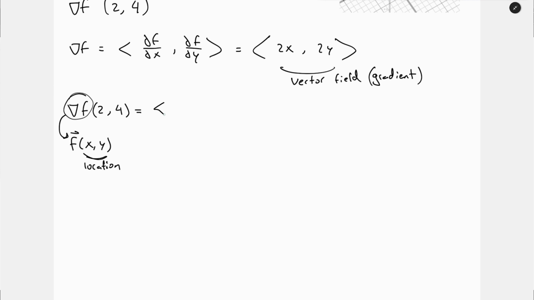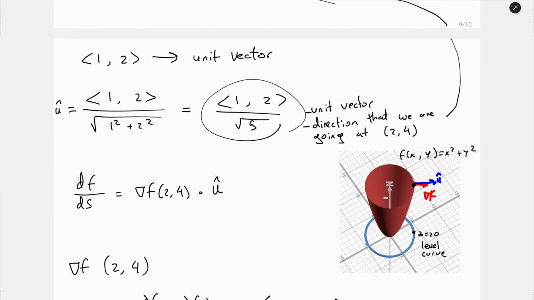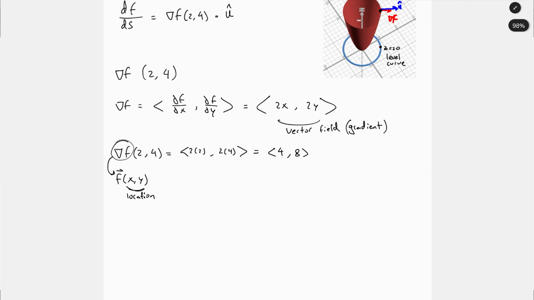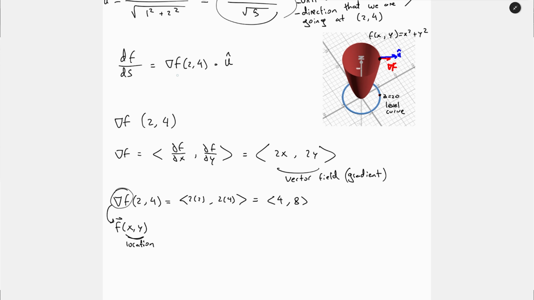which equals 2, 2, and 2, 4. So this is our specific vector at that location. And we found the unit vector u, and it was this one. So let's do the dot product between them, as shown here.